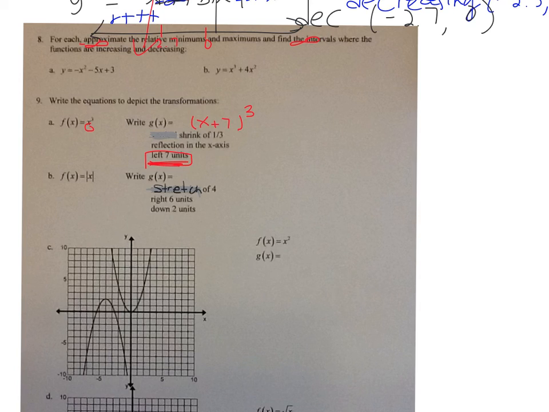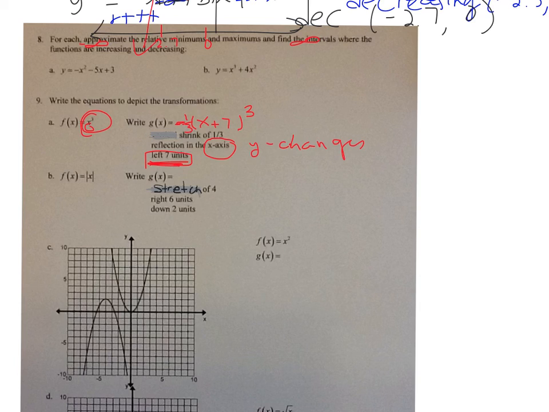A shrink of a third means to multiply by a third. It's a dilation, because it's making it smaller. And a reflection over the x-axis means y changes. Remember, this is my y value, the whole thing, so it goes on the outside. If it was a reflection over the y-axis, then it would go on the inside and be with just my x. Okay, so let's do B.